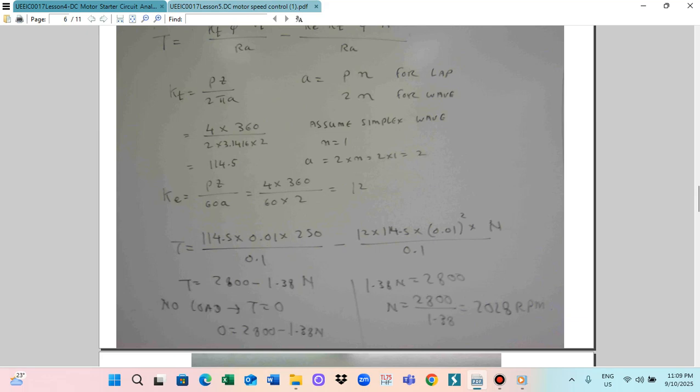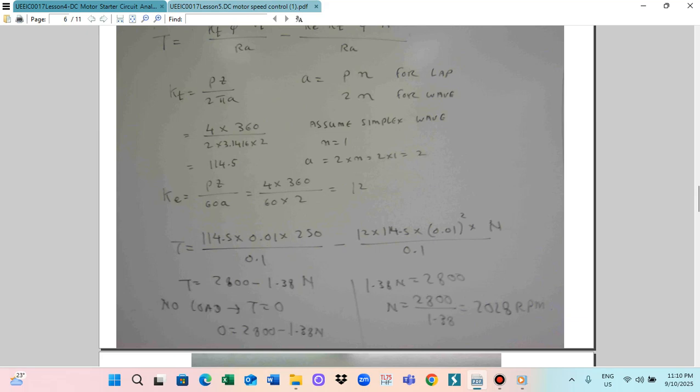Multiplied by the torque, which we don't know, and divided by the armature resistance 0.1. So by solving this, T is equal to 2800 minus 1.38 N. So T is 2800 minus 1.38 N. This is how we can represent the torque in terms of speed.